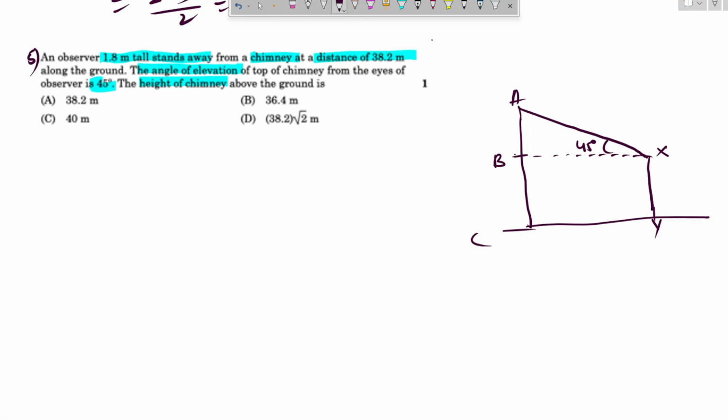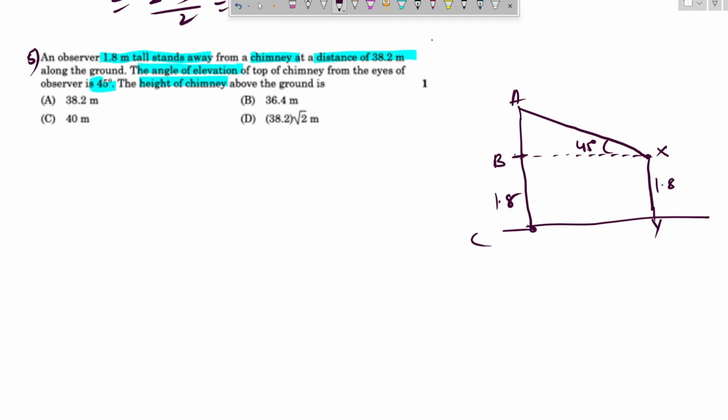Now let's see question number 5. An observer 1.8 meter tall stands away from a chimney at a distance of 38.2 meter along the ground. The angle of elevation of the top of the chimney from the eyes of the observer is 45 degree. The height of the chimney from the ground is, options are given. So if you assume XY as the height of the person and AC as the chimney, if you take an imaginary line from the eye level of the person which intersects the chimney AC at point B, then BC will also be equal to 1.8 meter.